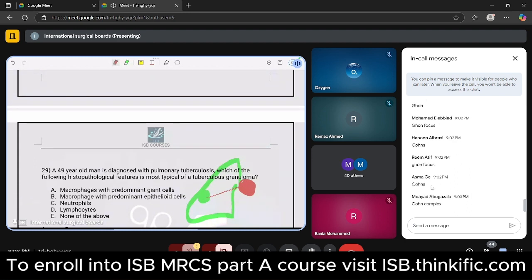Now, if it heals, it forms a fibrocalcific scar, right? In most patients this will be subclinical and will not cause any symptoms, or it may cause mild flu-like symptoms. But in most cases, this will end up as a fibrocalcific lesion. What's the name of that?